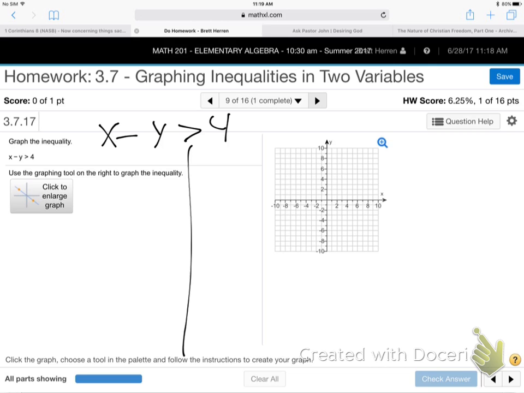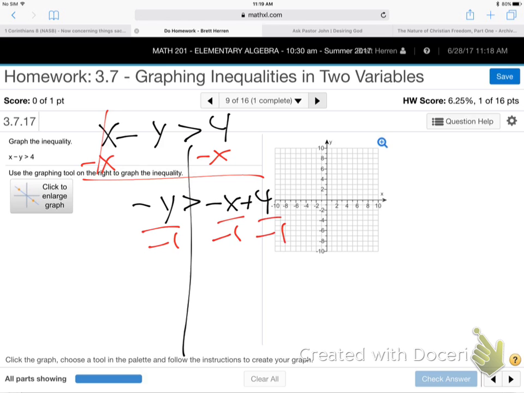So what's the first step to get y alone? Subtract that x. Boom, it's gone. Good so far. Now what do we do to get that y alone? Divide by negative 1.